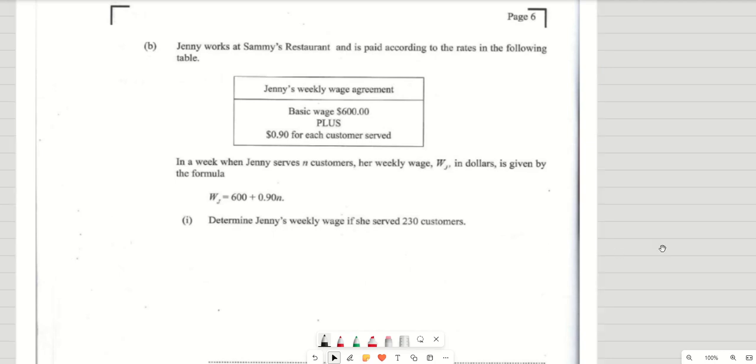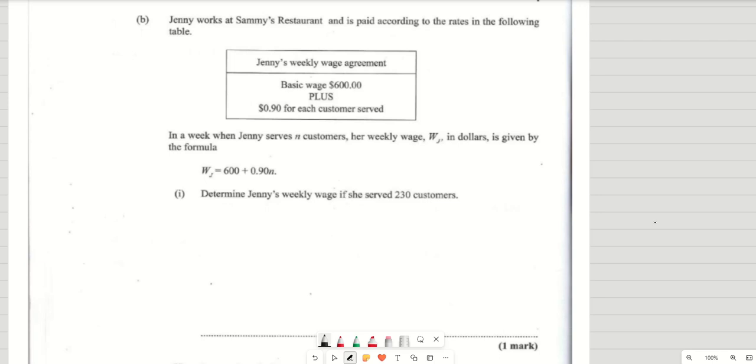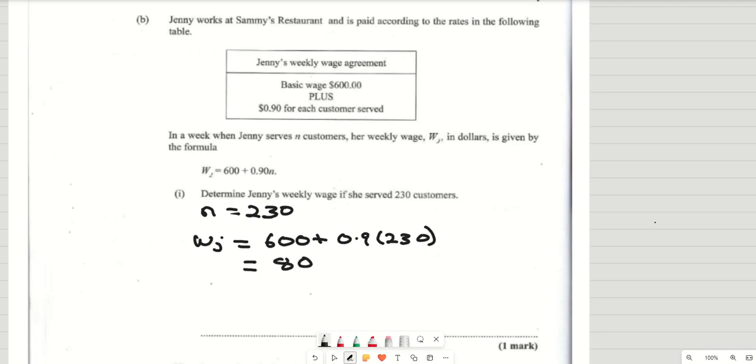Determine Jenny's weekly wage if she serves 230 customers. So that means n is equal to 230. So W is going to be 600 plus 0.9 by 230, close bracket. Let's put that in the calculator: 600 plus 0.9 by 230, close bracket. You're going to get her weekly wage is $807. And that's how you would do this first question here.